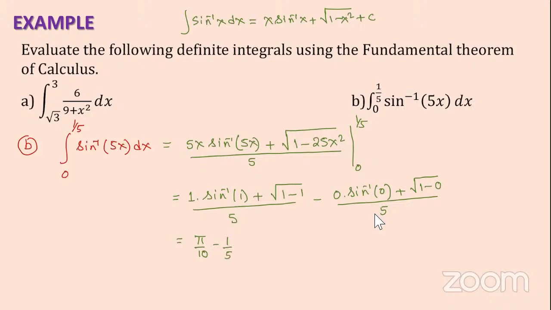Pi over 10 minus 1/5. This one we cannot simplify to a nice number. Instead, we can simplify this using a calculator to get the decimal value. So this is approximately equal to 0.0114 2. So that is the value of the definite integral given here in part B.